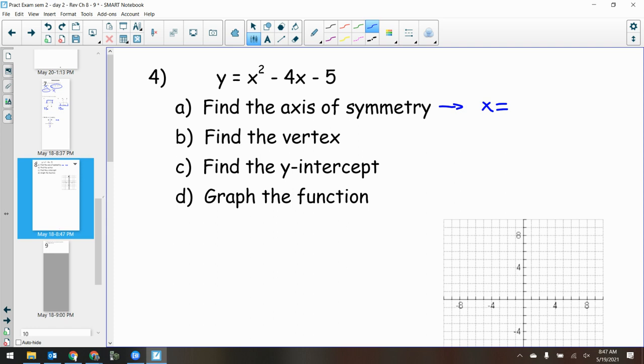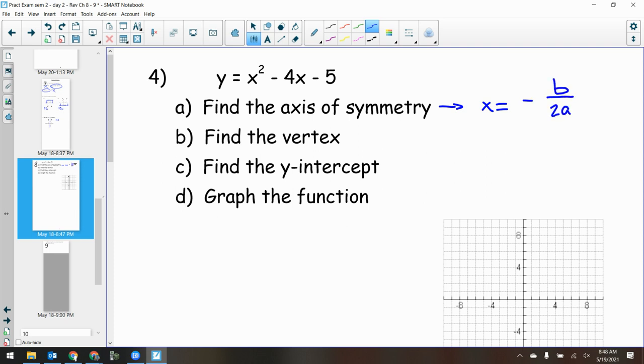Well, what do you think? Oh, no, that's the quadratic, that's the full quadratic. It does start with a negative b over, though. Negative b over 2a, negative b over 2a. That's the axis of symmetry formula.